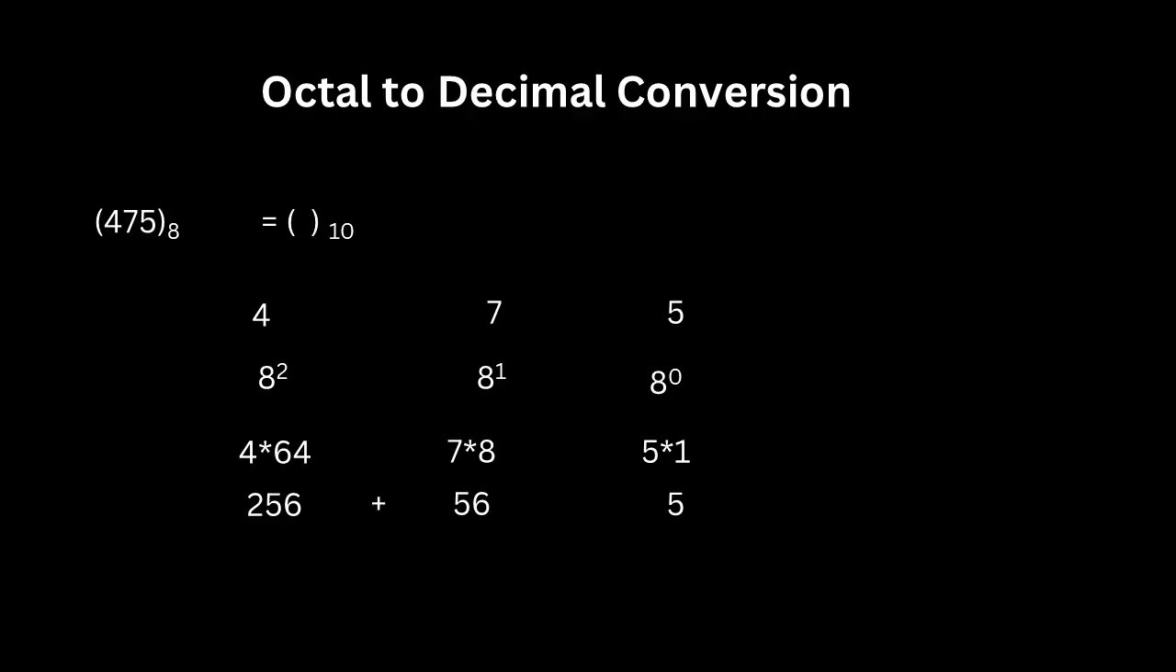Finally, add them all together. 256 plus 56 plus 5 equals 317. And that's it. The decimal equivalent of 475 in octal is 317.